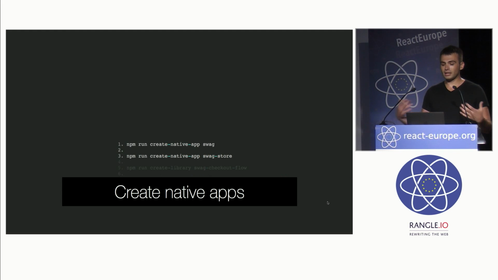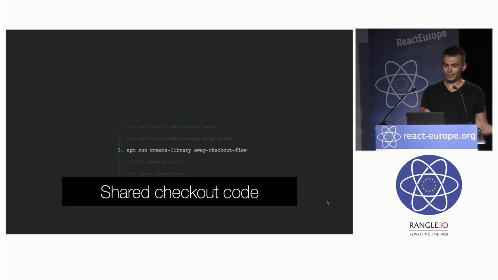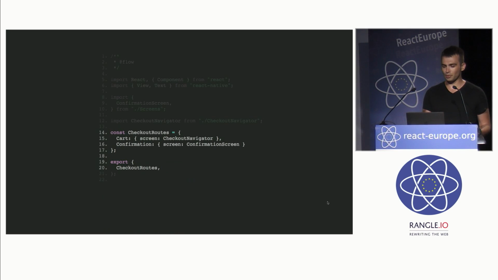So they tried creating some native apps inside of their workspace, one for the original checkout flow, and one for the new swag store, a more holistic experience. Now, they wanted to create a library for their shared code. And inside that library, they're basically just exporting the routes that we had configured earlier. So that cart route actually has the entire navigator that we had built earlier, that fully customized navigator. All right, so we're exporting the navigation routes from the library.